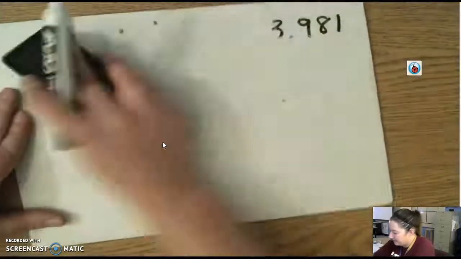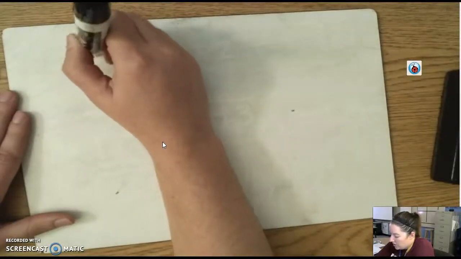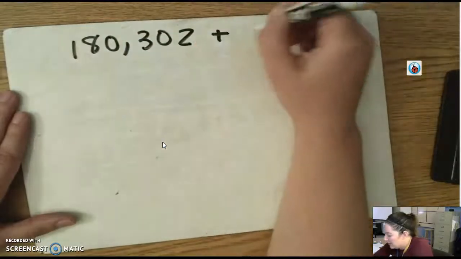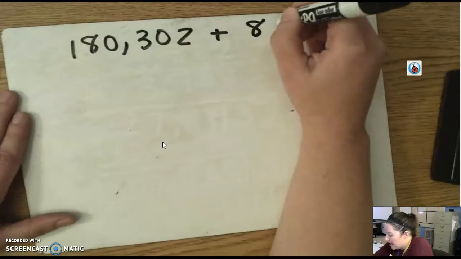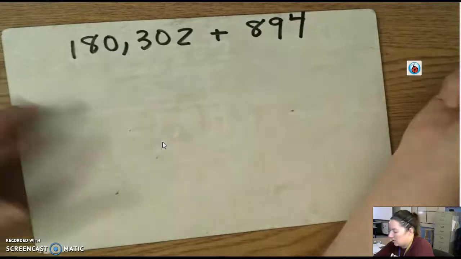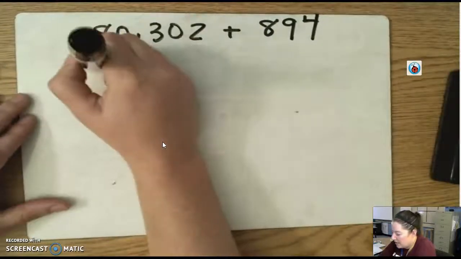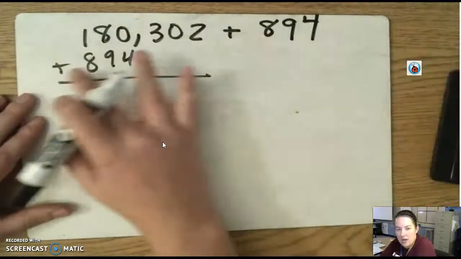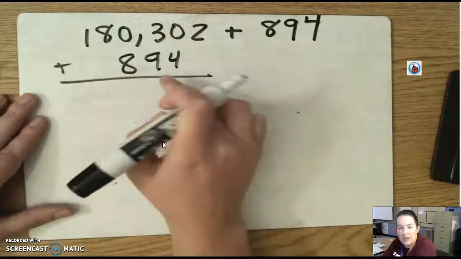Get my eraser. So what if we had 180,302 plus, let's just do 894. Well, this is a little number. Where do I put it over here? Do I put it here, 894, and add like this? Where does it go? Does it go here in the middle, 894 here in the middle?